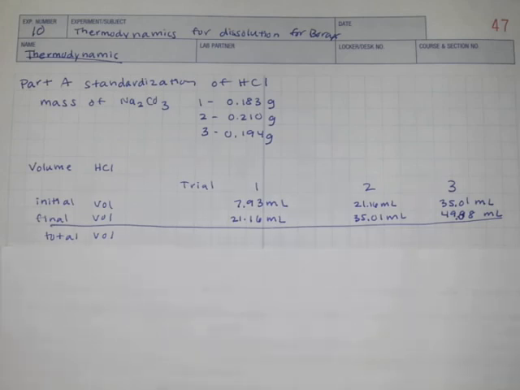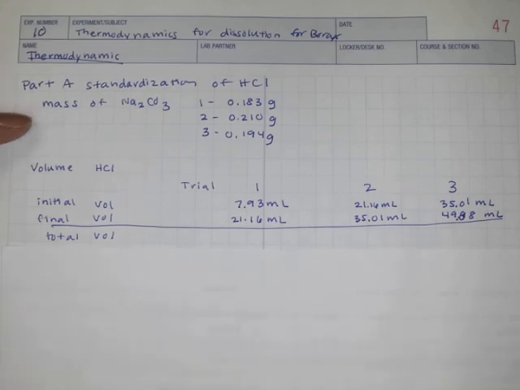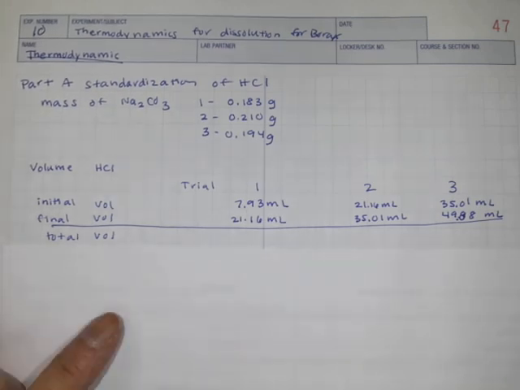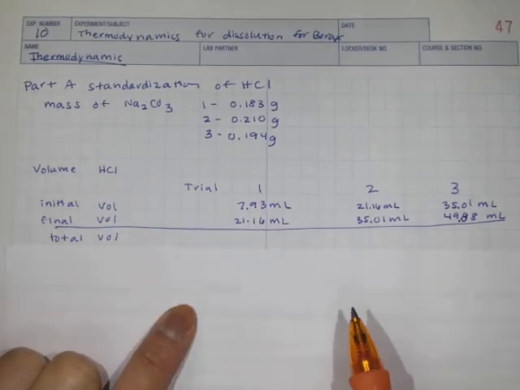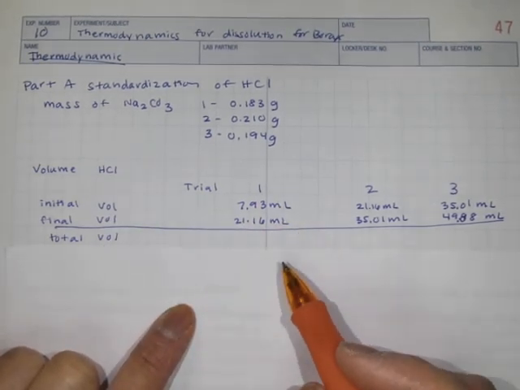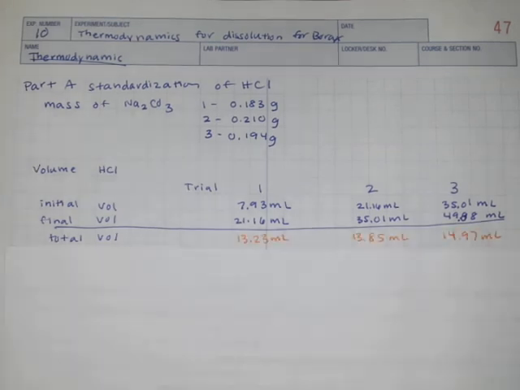Okay, so for doing calculations for experiment 10, which is thermodynamics of dissolution for borax, you hopefully recorded the mass that you measured out of sodium carbonate and then your titration volumes here. So I just have these initial and final, and to do the total volume, again, you're just going to subtract. So I'm just going to fill those in here.